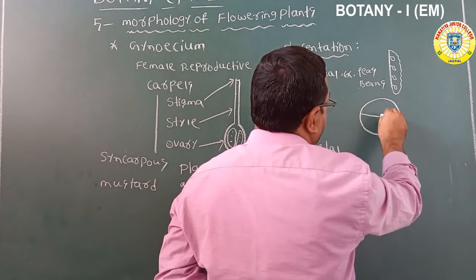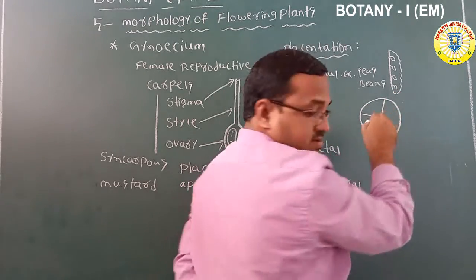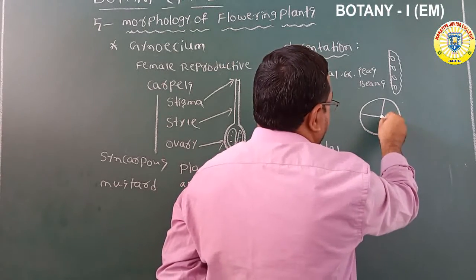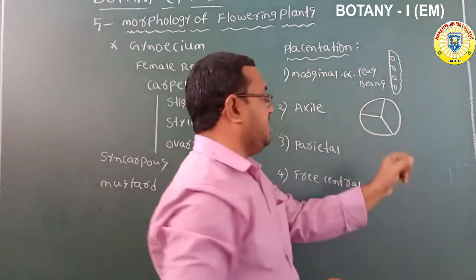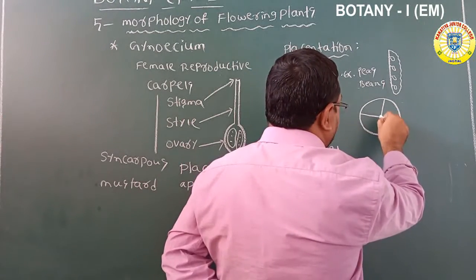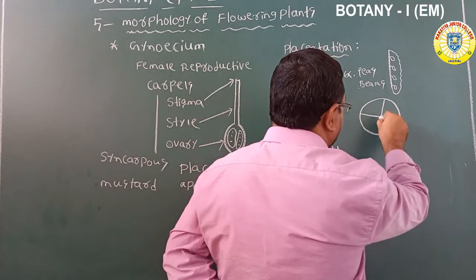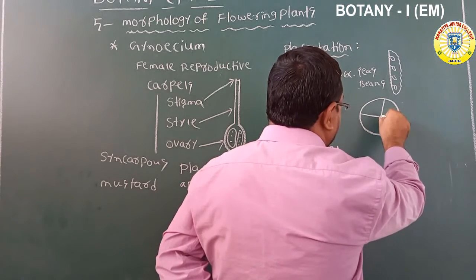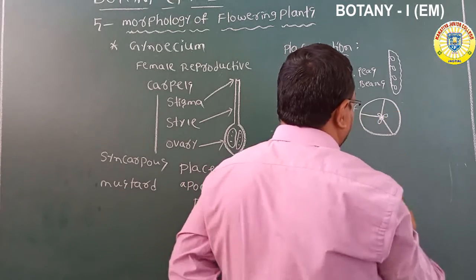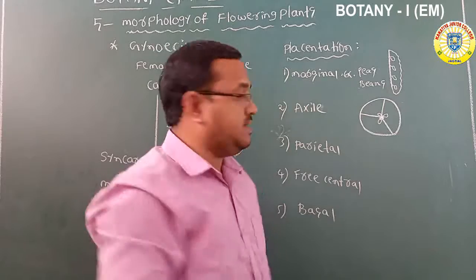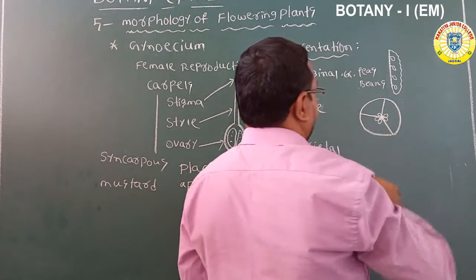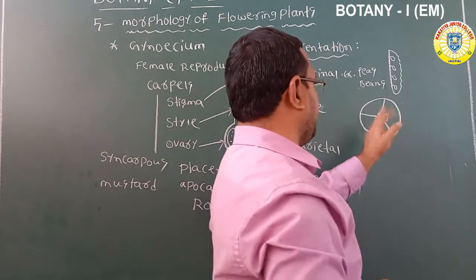Multilocular ovary. Many chambers are there. Here the placenta is developed in the center. The placenta is axial, and the ovules are attached to it in the multilocular ovary.